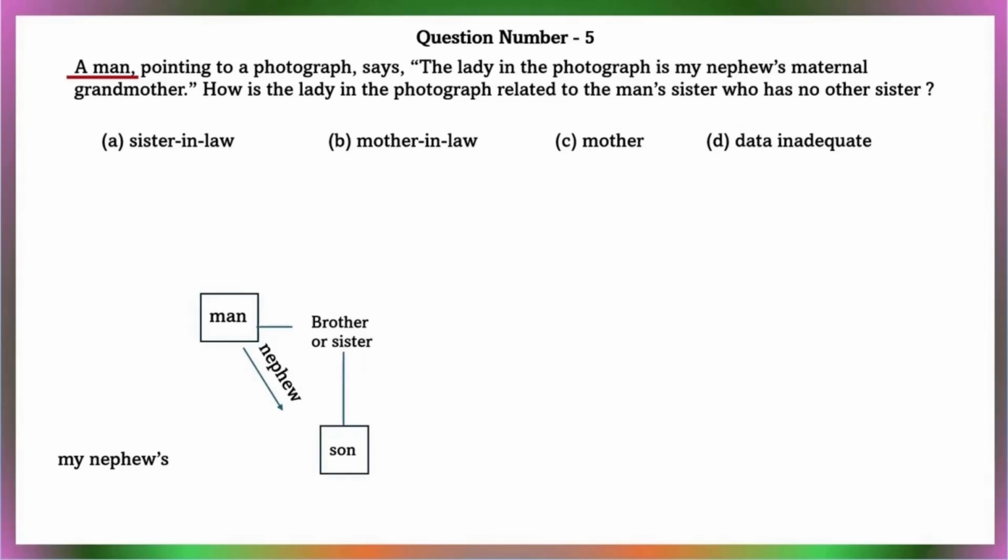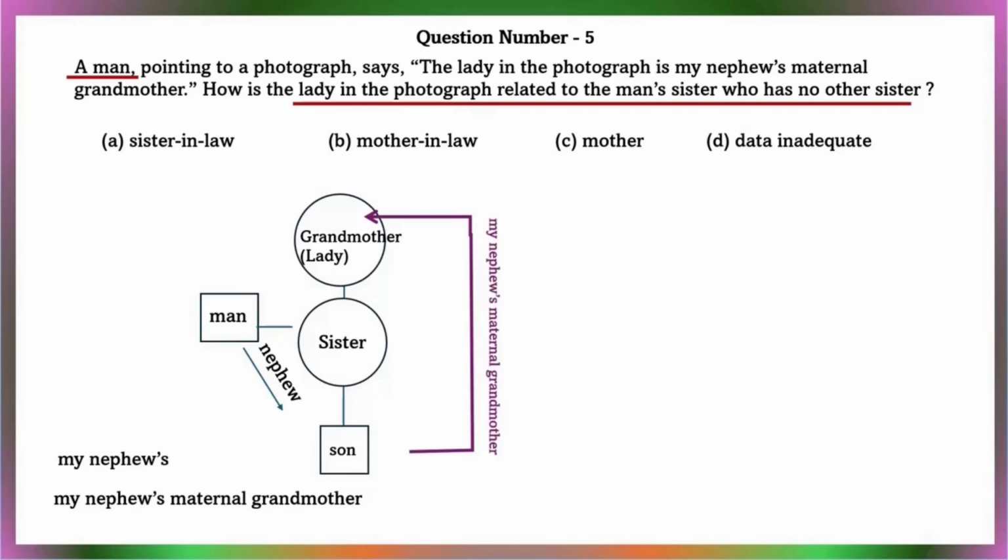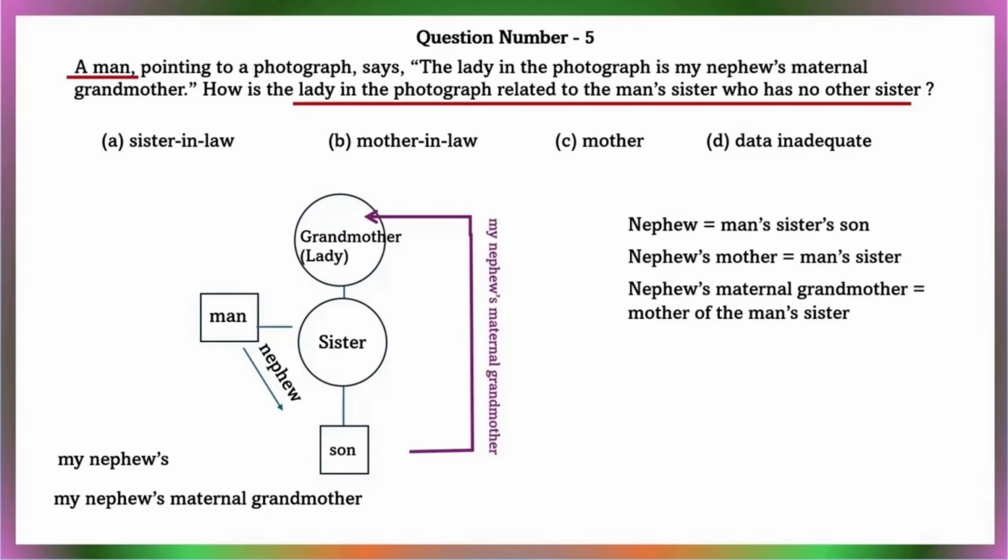Now consider my nephew's maternal grandmother. It refers to the mother of the nephew's mother. We are also told that the man's sister has no other sister. This clearly indicates that the nephew must be his sister's son, since there is no other sister whose son could be the nephew. So, nephew equals the man's sister's son, nephew's mother is equal to the man's sister, and nephew's maternal grandmother is equal to the mother of the man's sister. Therefore, the lady in the photograph is the mother of the man's sister.